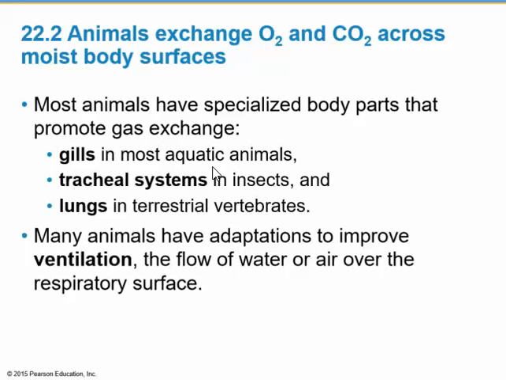Now, respiratory structures such as gills, lungs, and tracheal systems are very highly branched. And this is an adaptation to increase surface area to have an adequate surface to volume ratio. In other words, you take in enough oxygen to support that organism.